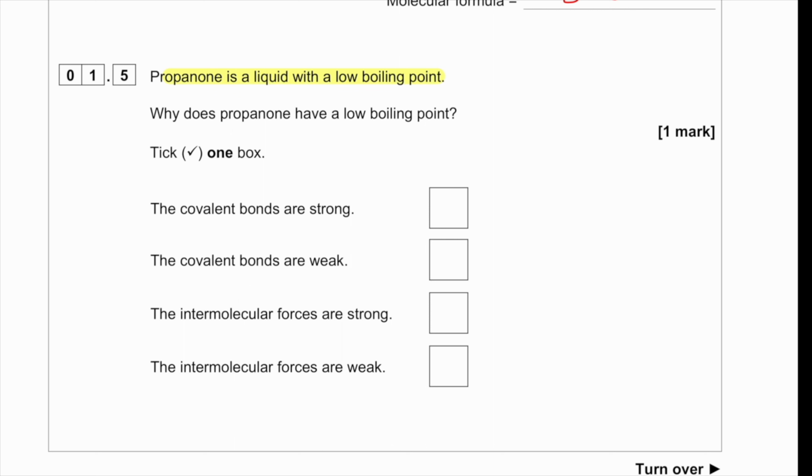Propanone is a liquid with a low boiling point. Why does propanone have a low boiling point? Boiling point is a property that is decided by intermolecular forces. So propanone must have weak intermolecular forces. So the intermolecular forces are weak. This will be the reason.